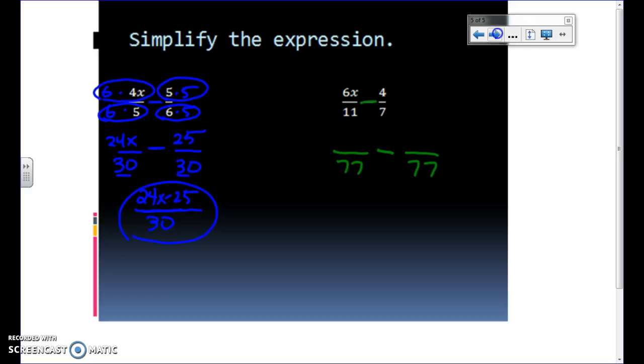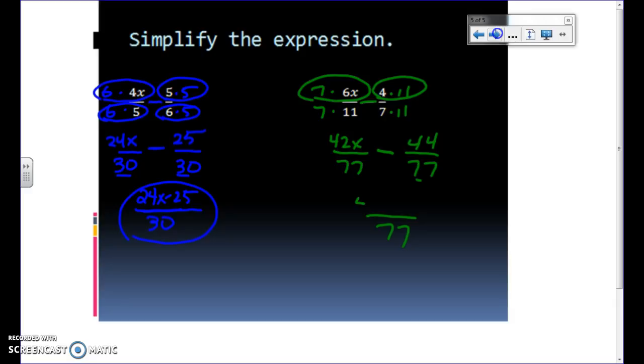And I know that changing 11 to a 77 would be multiplication by 7. So I need to go ahead and multiply the top by 7, 42x. And changing a 7 into a 77 would be multiplying it by 11. So I'm going to go ahead and multiply 4 by 11, 44. So now it's just a matter of combining the fractions together in a subtraction problem on the top.